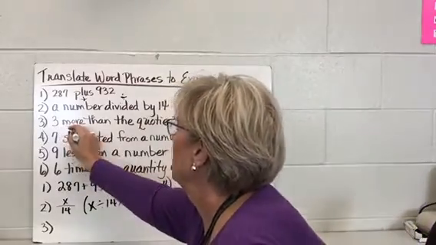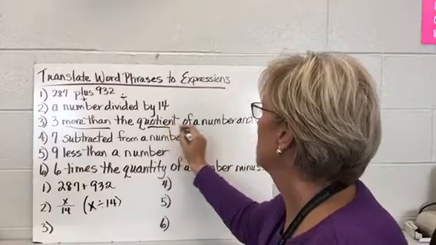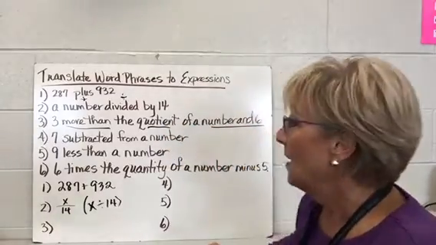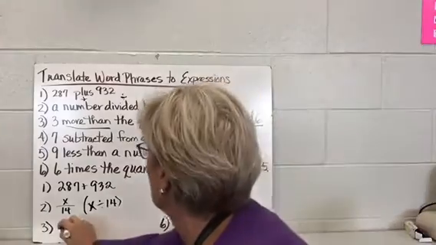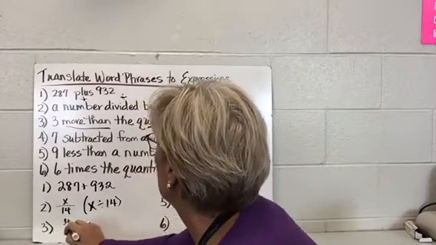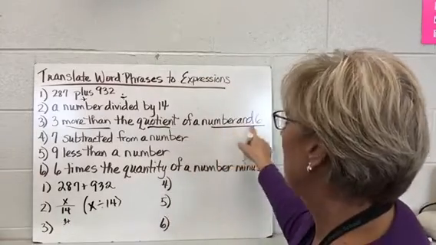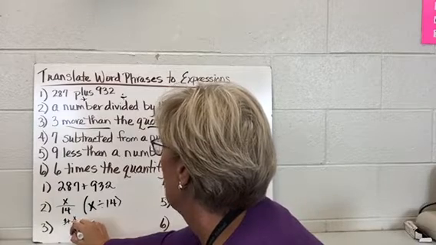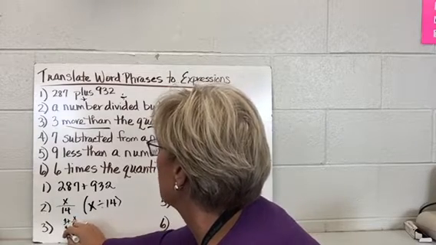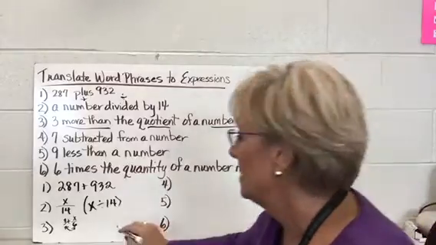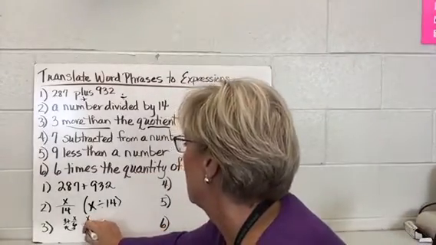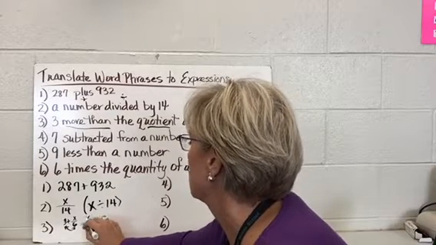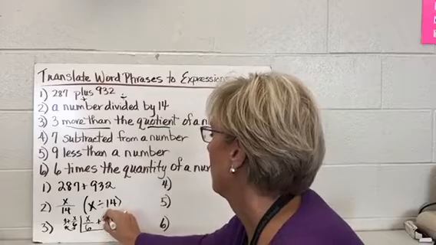Number 3, here it is again, 3 more than the quotient of a number and 6. Quotient means to divide, so the number I don't know and 6. But I do know that this is more than, so what have I got to do? Flip-flop it. So I'm going to say the quotient of X divided by 6 plus 3 is what I will be looking for.